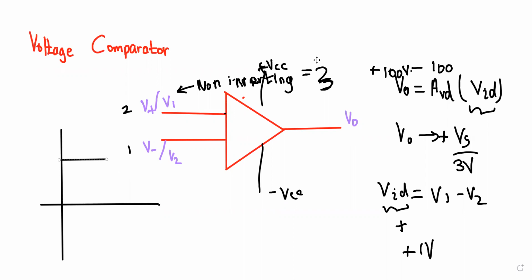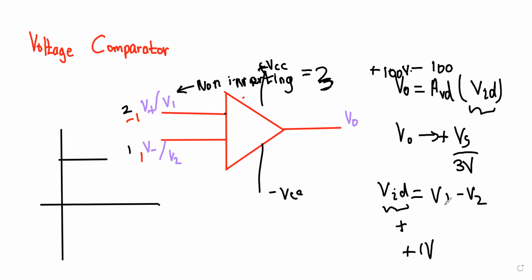You are providing the V plus as, let's say, -1, and you are providing V minus with 1 voltage. So what is going to happen? What's going to be the output voltage? Please pause the video and try to figure it out on your own. I hope you have tried that.